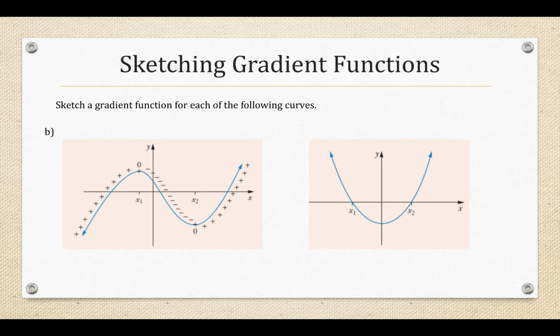So when we look at our gradient function, you can see that between x1 and x2, where the gradient is negative, it has gone below the x-axis, where the y values are negative. And for values below x1, where the gradient is positive, you can see our gradient function is in the positive. For the values above x2, we can see that the gradient in our original function is positive, and so the gradient function has gone above the x-axis where the y values are positive.